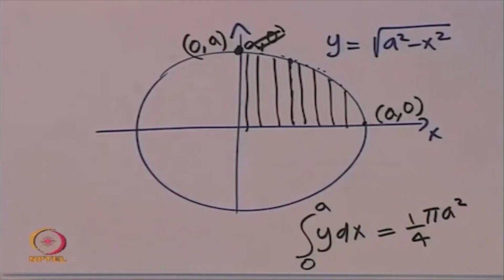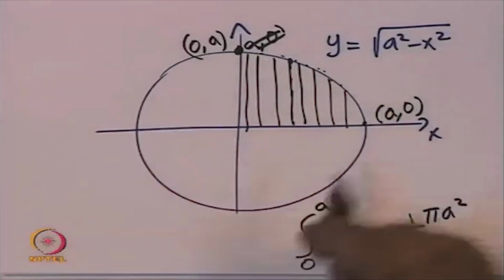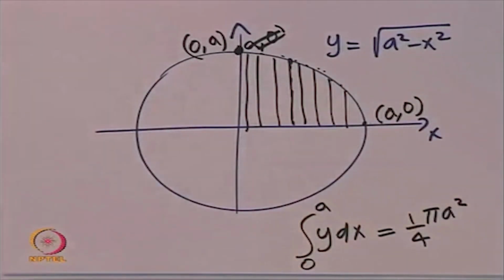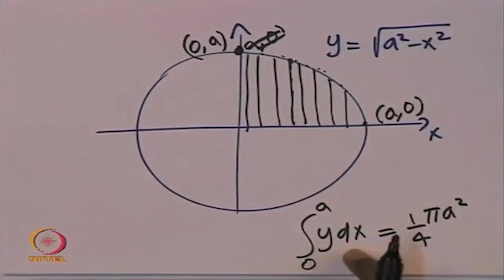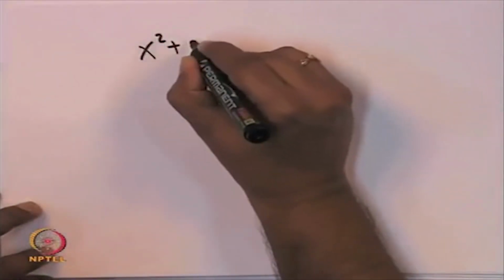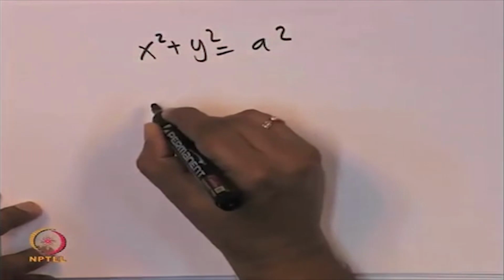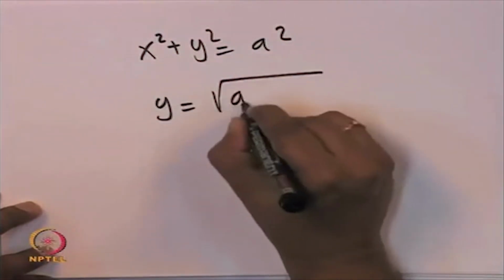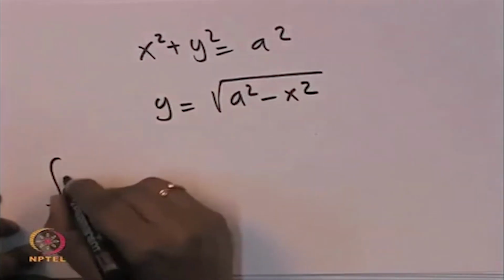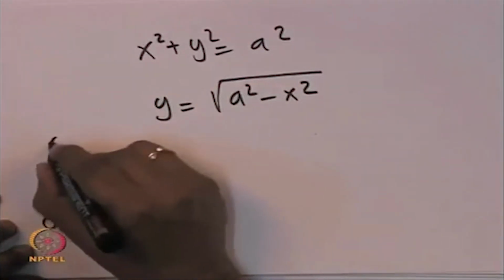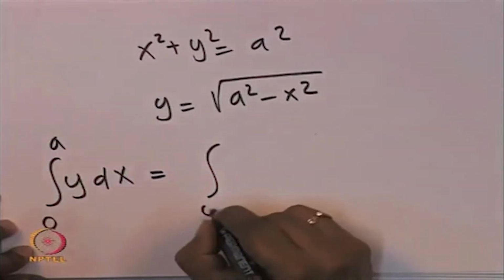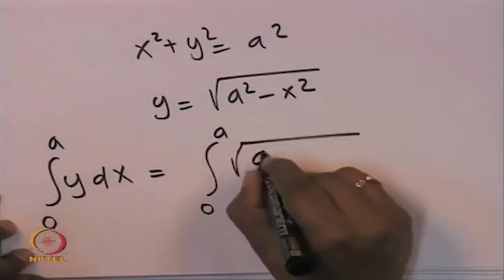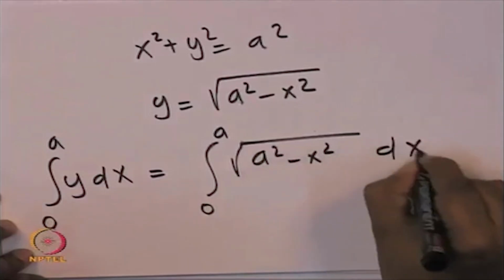This has to be pi a square by 4, because 4 times this has to be pi a square. Now let us think about what the integral of y dx is. We said that our equation is x square plus y square is equal to a square, and y is root of a square minus x square. So the integral of y dx from 0 to a will be the integral from 0 to a of root of a square minus x square dx.